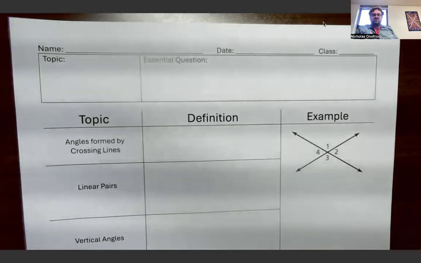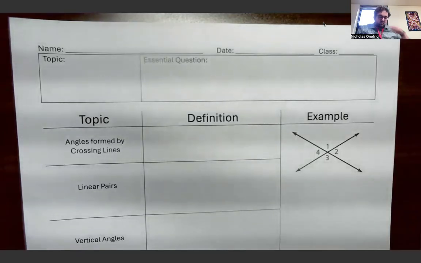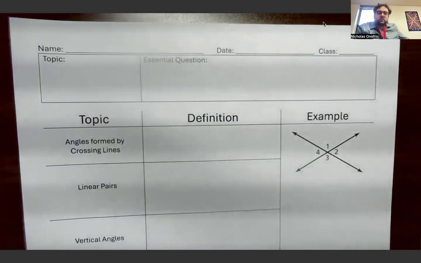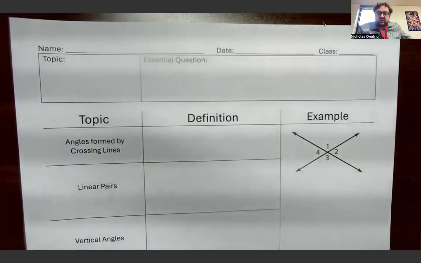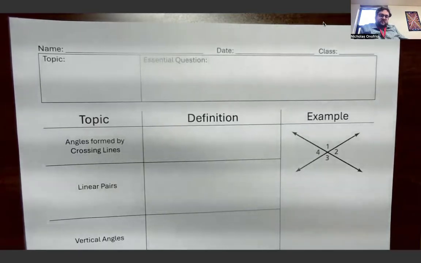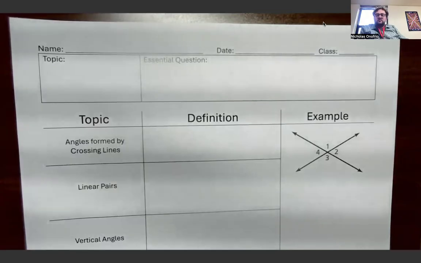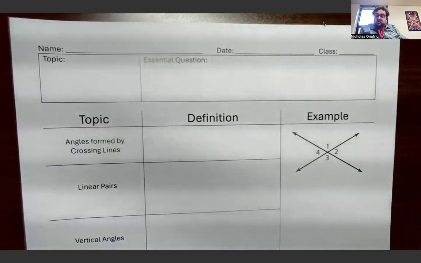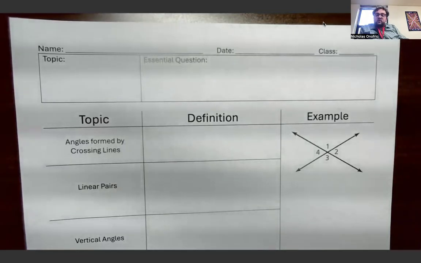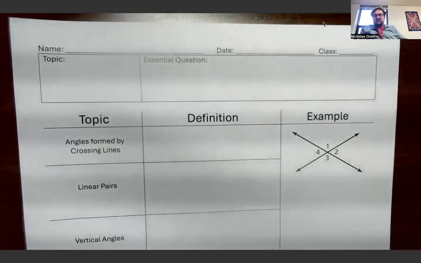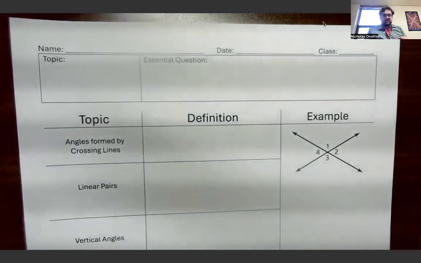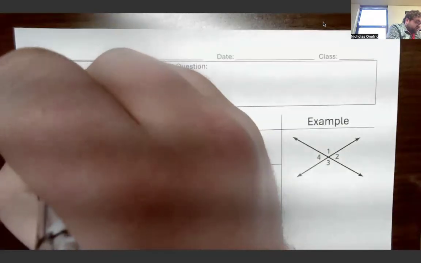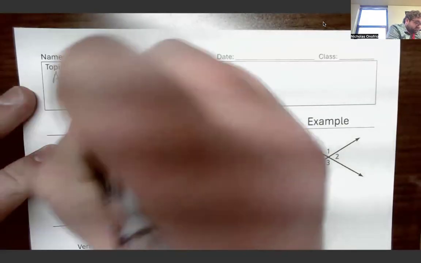Welcome back to geometry. This is your second day of notes before we dive into our performance on Wednesday, Thursday, Friday. Last class, we talked about complements and supplements of angles. Today, we are going to continue talking about those, and we are going to add on an additional angle pair. Our topic today is angles formed by crossing lines.